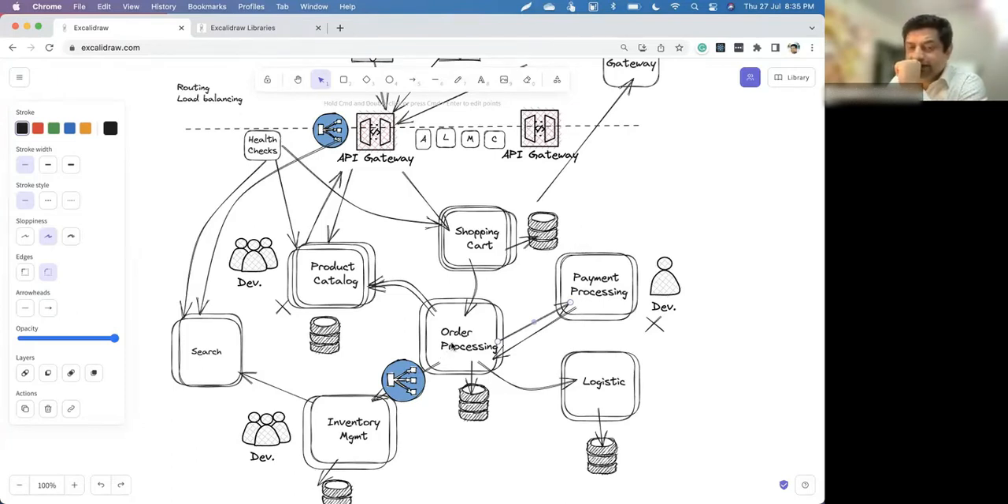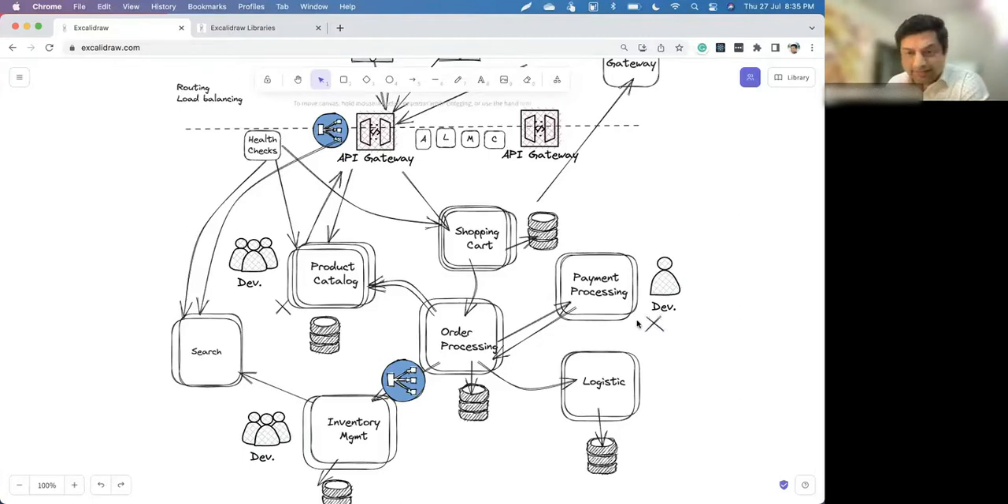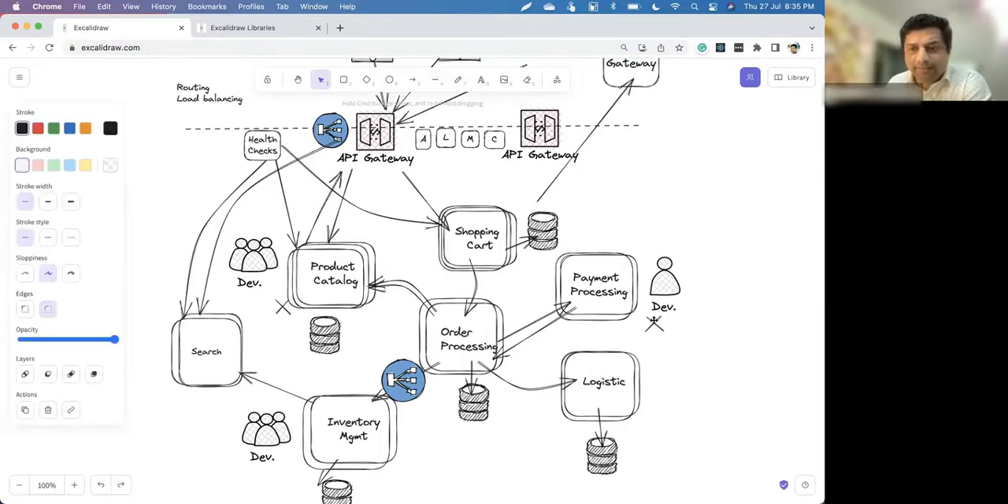And here also some failure will start happening because payment processing is down. So it may also happen that eventually order processing also starts getting down, right? Because there are failures in some other service. I'm just giving a hypothetical example. This can happen in various scenarios, right?